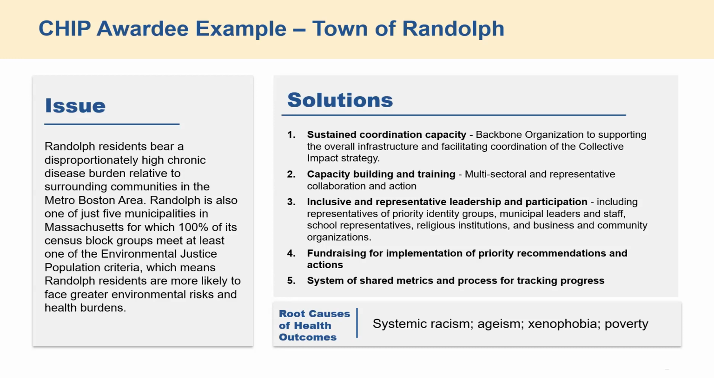What's really interesting about Randolph is they had already created a backbone space where they were able to work with community partners to leverage a lot of planning work they had already been completing. And so with this backbone organization, they were able to sustain the coordination and capacity efforts for this CHIP. And some of that included multi-sector representation, trainings, collaboration, and a lot of strategies that they use to continue to build the momentum of the relationship amongst those multi-sector partnerships.